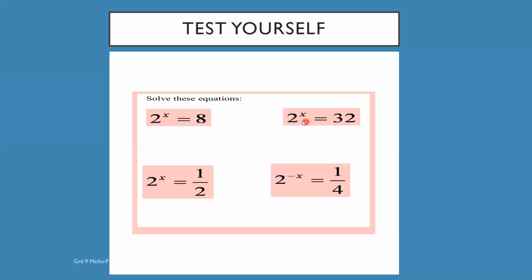2 to the power of x equals 32. I now need to write 32 as an exponent, and 32 is, guys, the fifth power of 2. So 2 to the power of 5. If I say 2 times 2 times 2 times 2 times 2, that will be 32. So it will be 2 to the power of x equals 2 to the power of 5. Once I have the same bases, I'm going to do my equation with the exponents. x will be equal to 5.